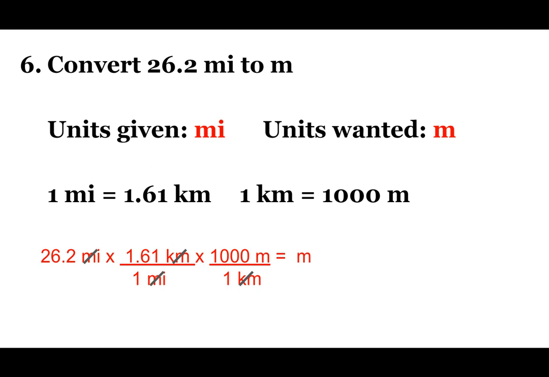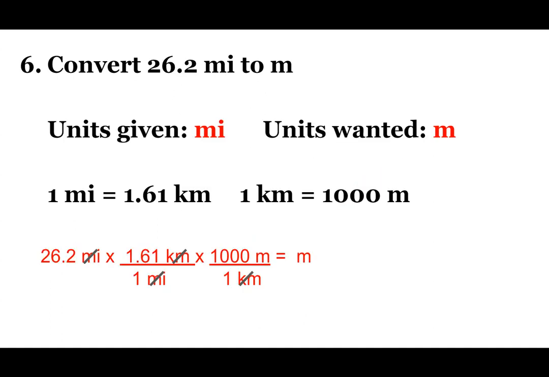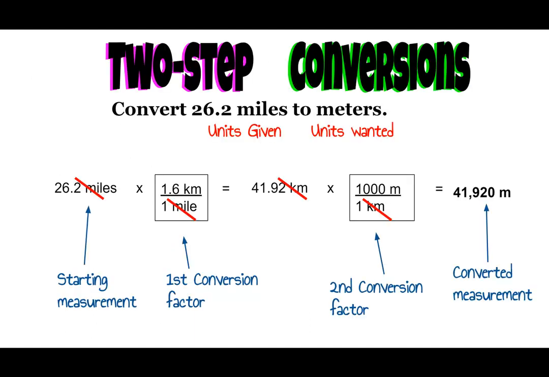So we cross out our miles. Now we got to convert our kilometers to meters. So we use our conversion factor of 1,000 meters in 1 kilometer. And we can cross out our kilometers. And then we can multiply our three numbers on the top. So we take 26.2 times 1.61 times 1,000, and then we'll get our answer in meters. And remember from our last slide, our answer was 41,920 meters.